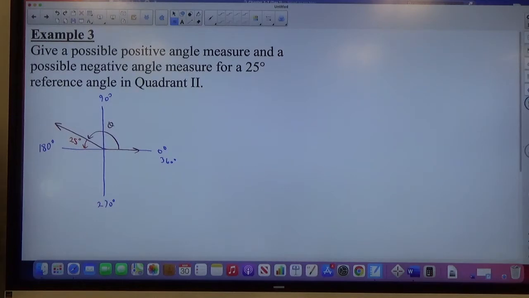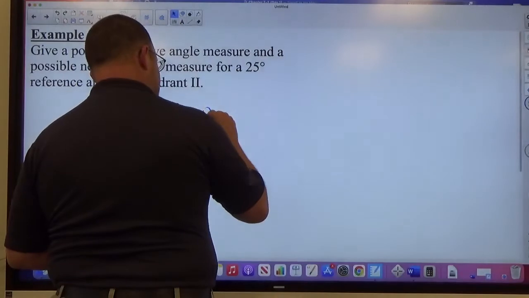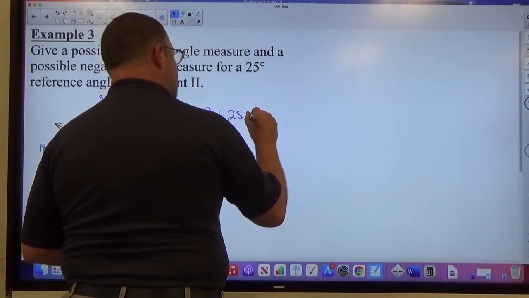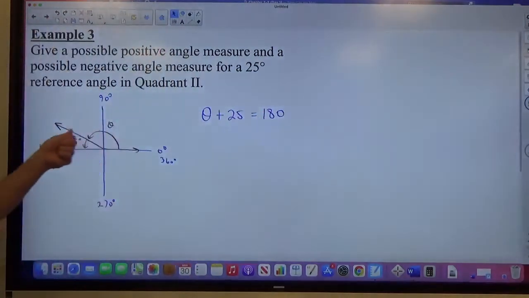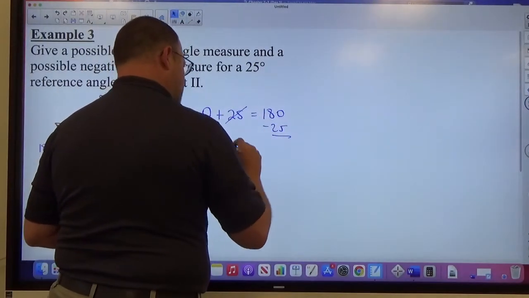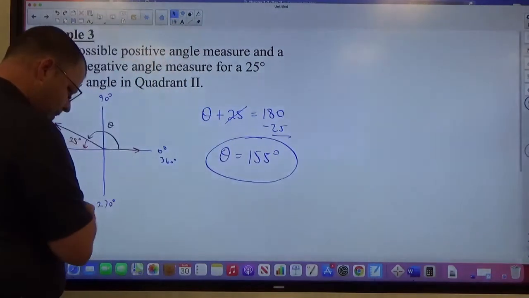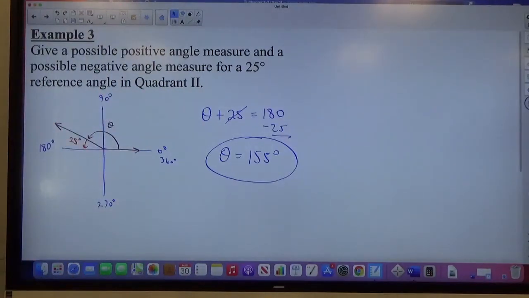It's the exact same picture we just saw a moment ago. Instead of giving us the actual angle measure, though, they told us where it lived, quadrant 2. They told us what the reference angle is this time. So, theta plus 25 degrees equals 180. That's the relationship between the two angles in the picture. They make a straight line, so they add up to 180. We slide the 25 over and subtract, we get theta is equal to 155 degrees. That's the possible positive angle measure.